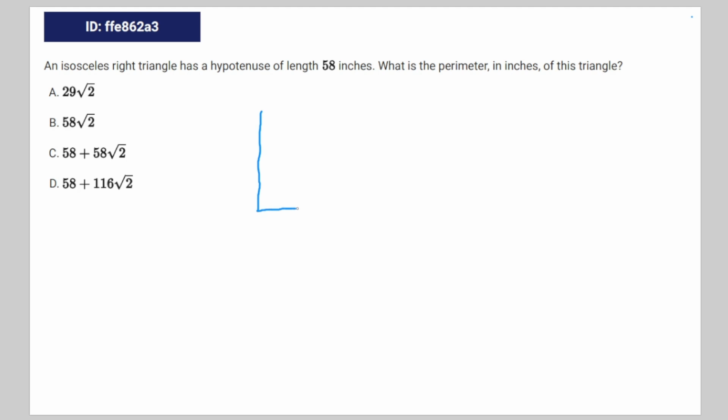So it's a right triangle, right? So the side that's opposite the right angle is going to be the hypotenuse, which has a length of 58 inches. And since it is the hypotenuse, it is opposite the longest angle, therefore it cannot be one of the equivalent legs, therefore this leg and this leg are equal to each other.